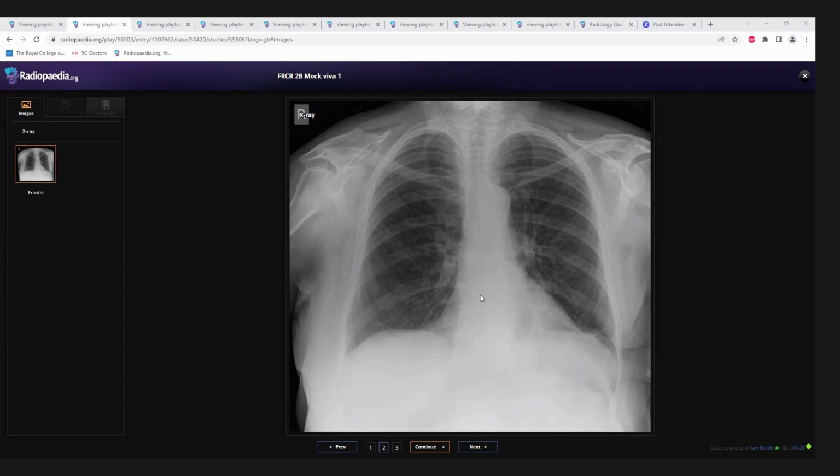The vertebrae are not well seen. The ribs are okay. There are no lytic or sclerotic lesions. So I'm suspecting... Are you sure? Regarding the ribs? Yes. Are you sure? I can see on the right side.